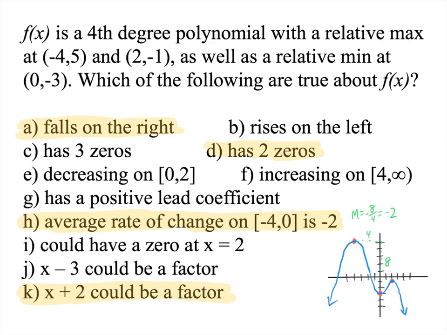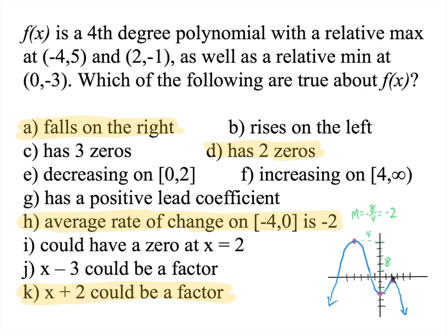Okay, next one. Average rate of change from negative 4 to 0 is negative 2. So this is negative 4. Okay, that dot's at negative 4, and to 0 is that dot. I went over 4 and down 8, which is a fraction of negative 8 over 4, which is negative 2. So yes, the average rate of change is the slope, and the slope is negative 2. So yes, we're good. Could have a 0 at x equals 2.